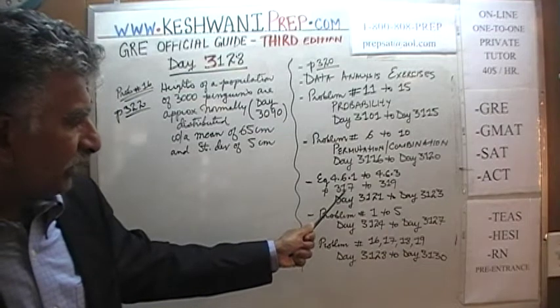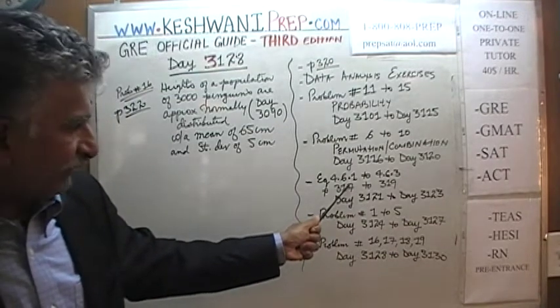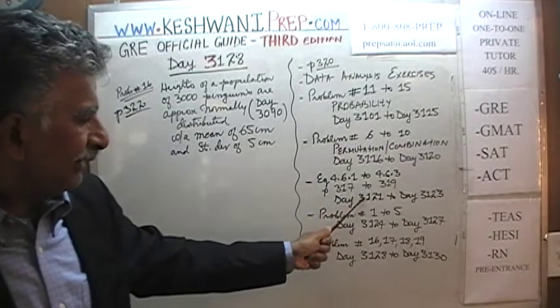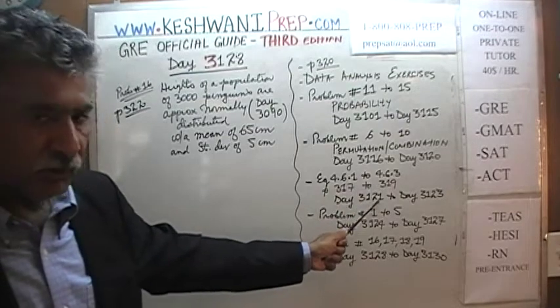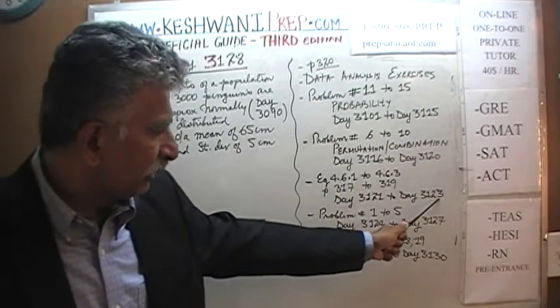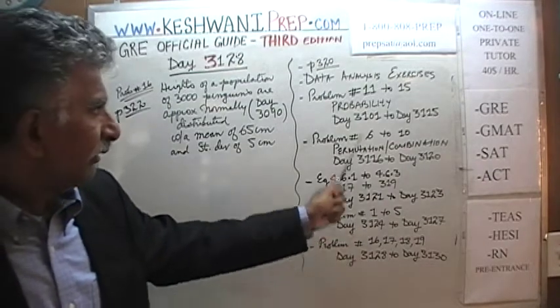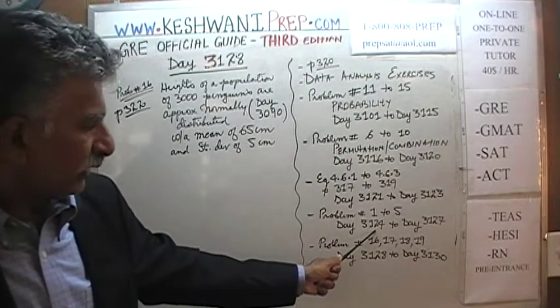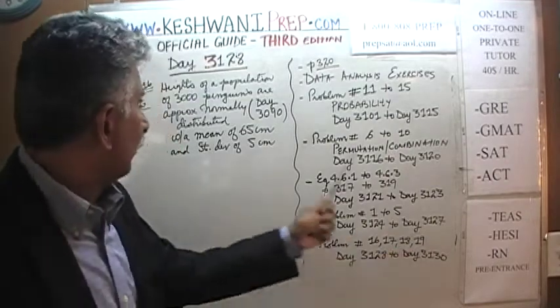Then we moved on to page number 317, 318, and 319, where there are 3 examples, example 4.6.1 to 4.6.3, with these 3 problems on day number 3121 through 123. And then finally, we did problems number 1 through 5 on page number 320, from day 3124 to 27. That was yesterday.